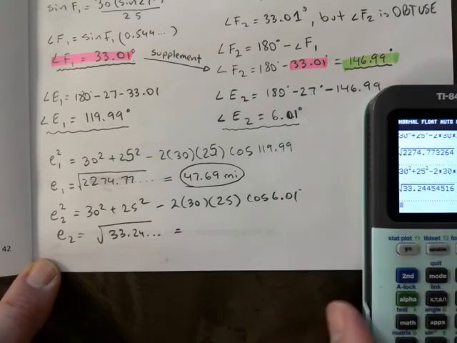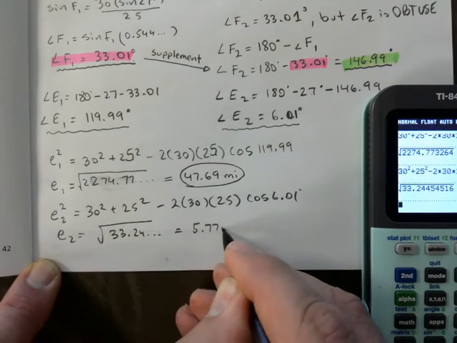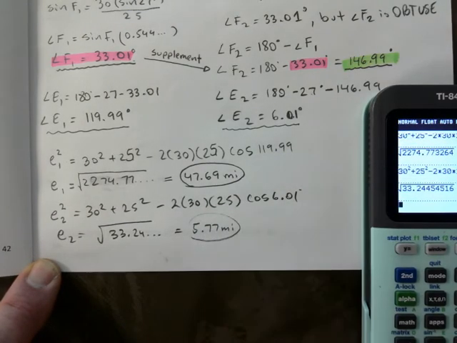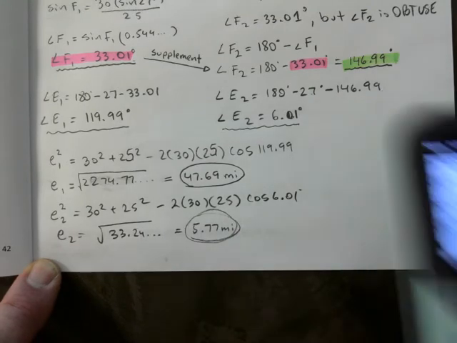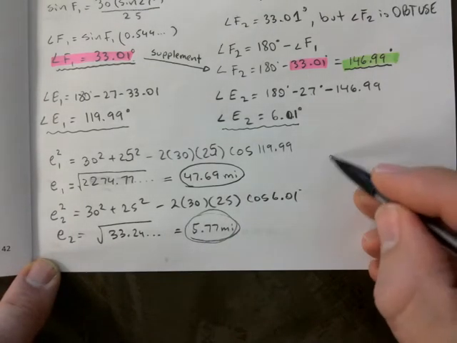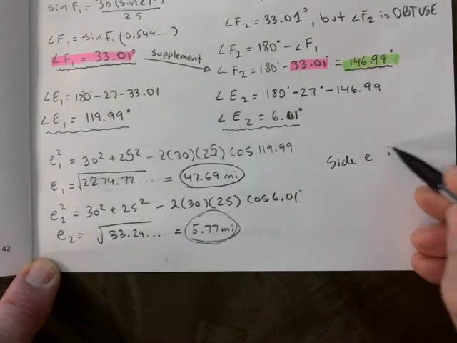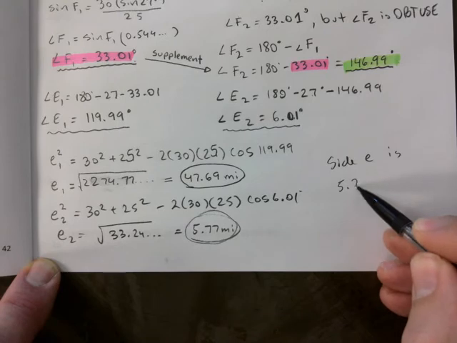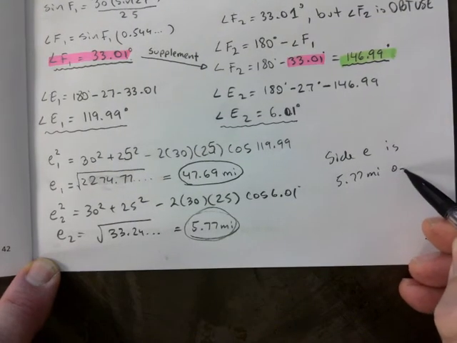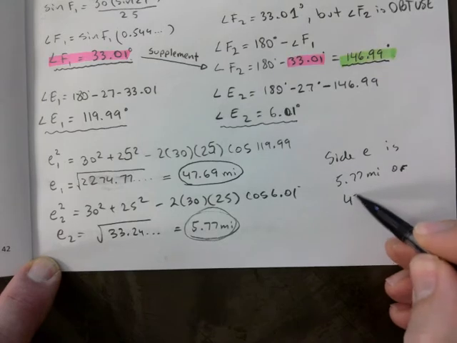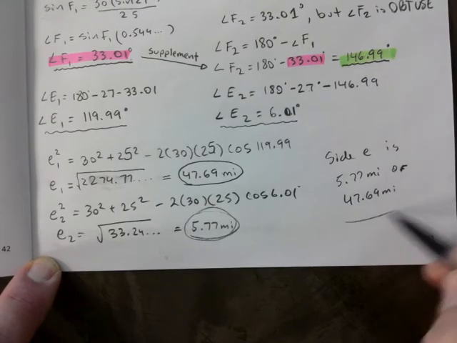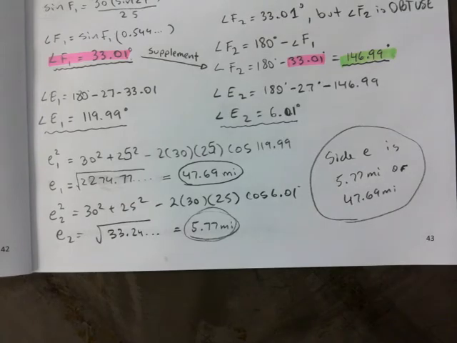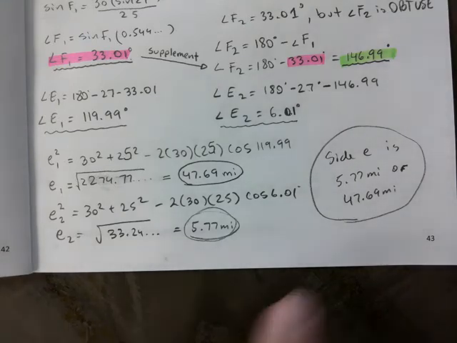5.77 miles. And now you're thinking I'm done, right? I just want you to understand what's happening. Side E is 5.77 miles or 47.69 miles. That's what you just found. You're basically saying, hey, based on the information you gave me, I cannot positively 100% tell you which one you meant, so I have to give you both of them.